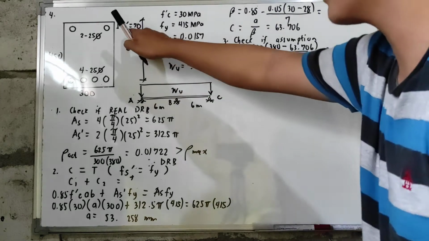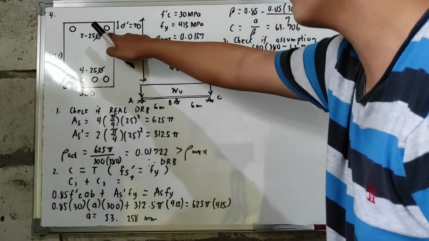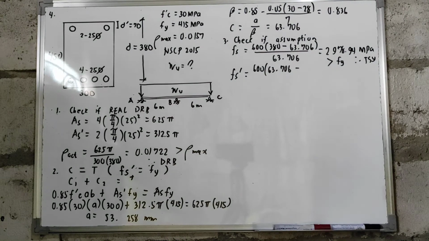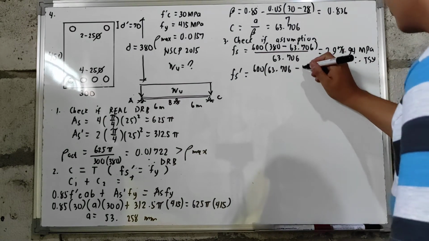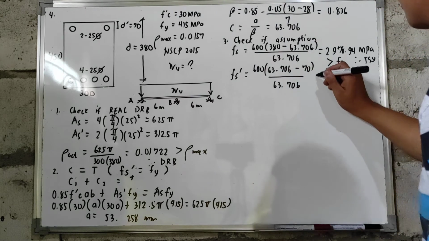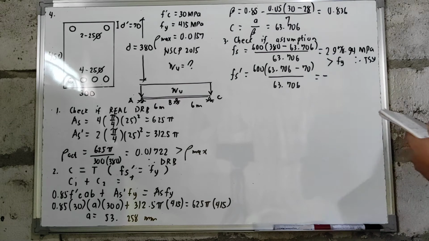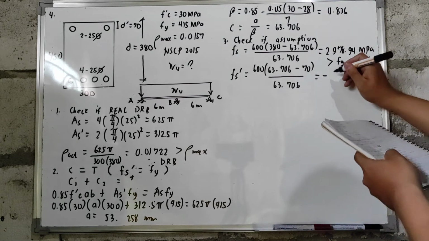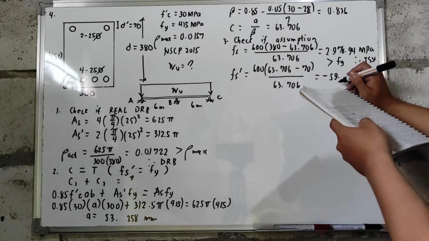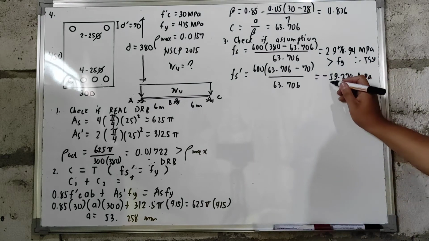Next naman, for the Fs prime, we have 600C, 63.706 minus yung D prime natin, from the center of your compressive steel bars reinforcement to the outermost fiber nung beam natin in compression, we have 70 over 63.706. So, you have a value of, eto negative yan, di ba? Negative 59.279 megapascal. So, negative pa yung value natin.